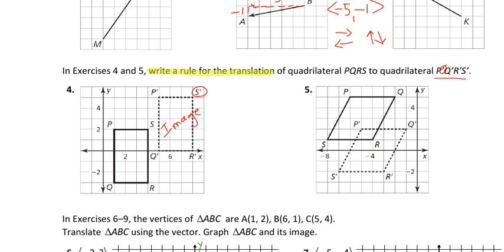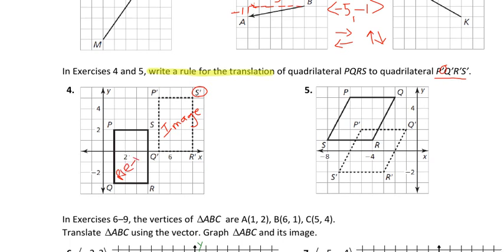So that means the original, or the pre-image, is this one here. That's the first thing that we need to do, be able to identify correctly which one is which, because the translation is going to be done from the pre-image to the image. That's very important because the vector, you're going to find it by connecting any point to its image. For example, if you connect P to P prime, you can find the vector of translation, similar to the vectors that we have in number 1, 2, and 3.